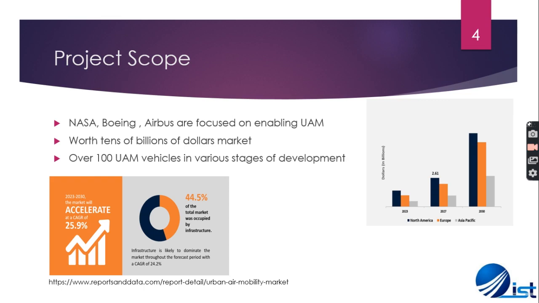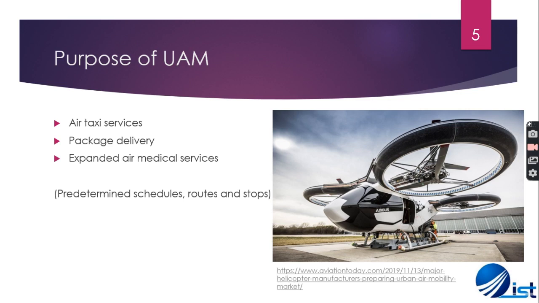The initial purpose of urban air mobility is to provide air taxi services, package delivery and expanded air medical services, which will take place on predetermined scheduled routes and stops throughout the city, similar to bus and metro routes on the ground.